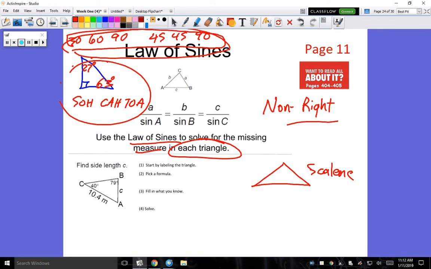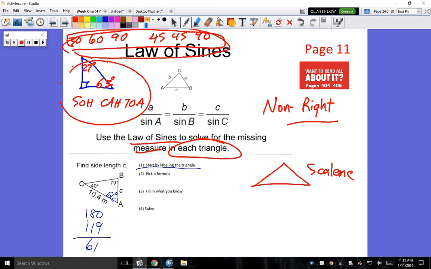Alright. We're going to start by labeling the triangle. So start by labeling the triangle. We have two angles. We have one side. Is there anything else that we could label from what you see right here? We could do angle A right here. What is that going to be? And you can do that in your calculator if you want. 40 plus 79 subtracted from 180. So it'd be what? 119 from 180. You with me? 61. Cool. So this is going to be 61 degrees.